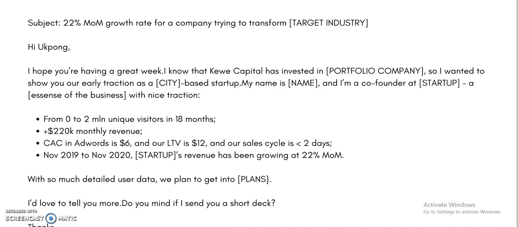Now, the reason why you can take this risk if this is your company is because the traction over here is awesome. I mean, who wouldn't want to invest in this company? You're having $20,000 monthly revenue. You're spending as low as $6 on AdWords on each keyword, and your sales cycle is in less than 2 days. So it's an amazing company with 22% month-on-month growth. So this is a very great case.